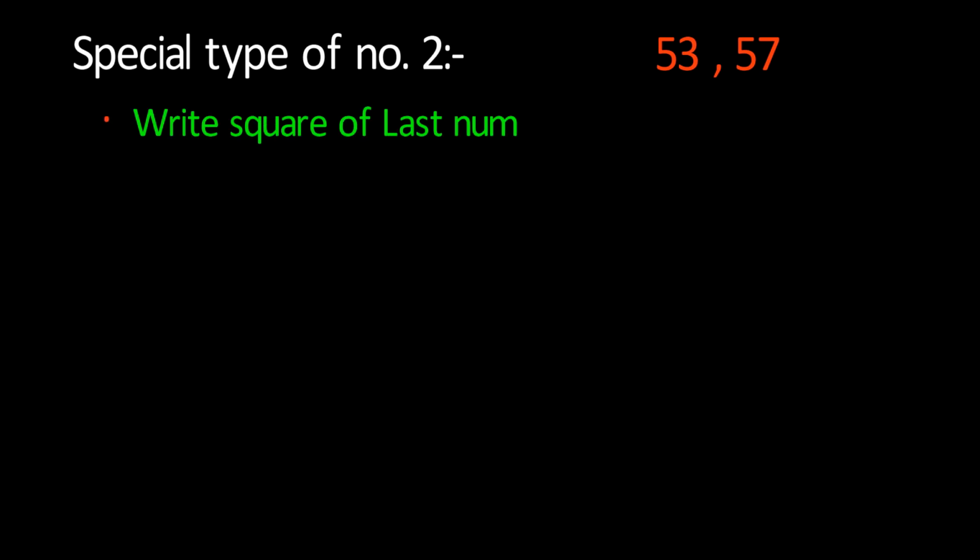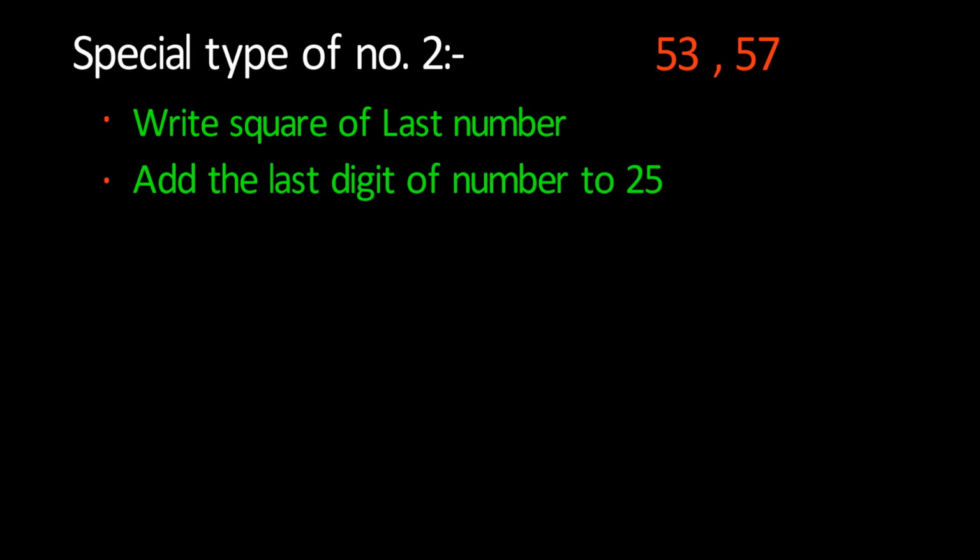Special type of number 2. These are the numbers in which the first digit is 5, like 53, 57, etc. The rule for this type of number is, write the square of the last digit. Step 2, add the last digit of the number to 25 and we get the first two digits of our answer.